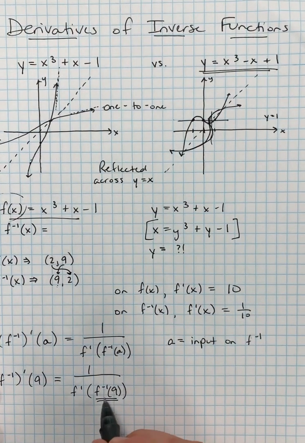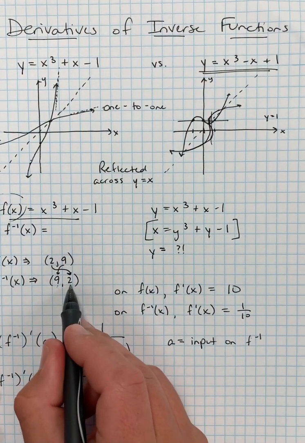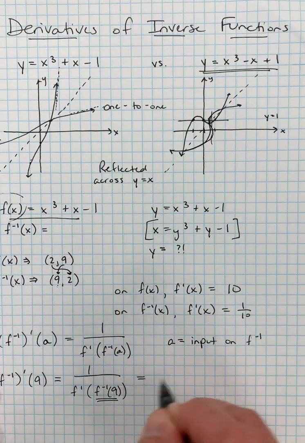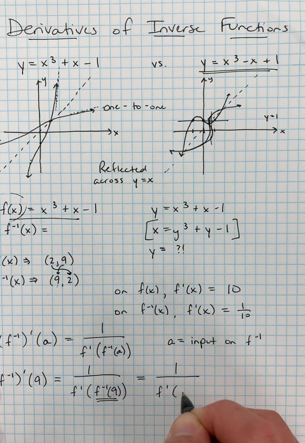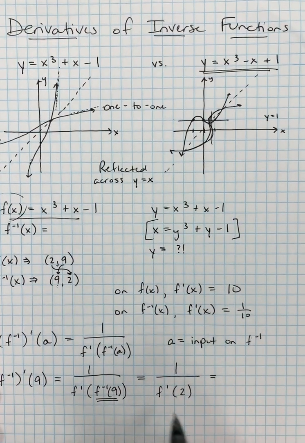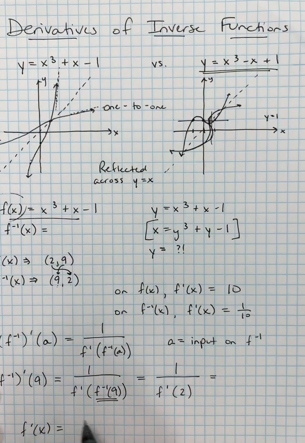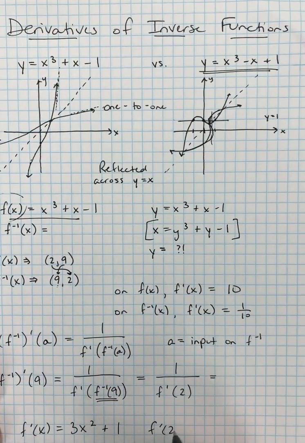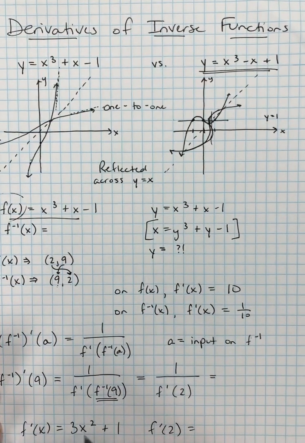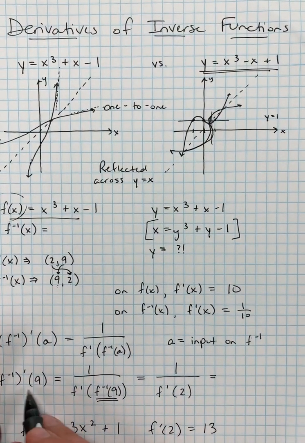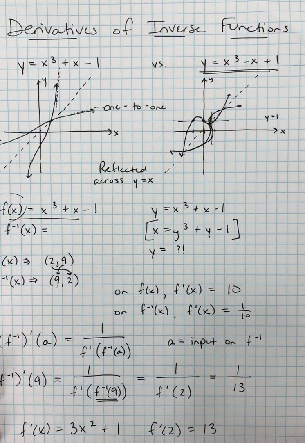So the first thing I'm going to do here is find the inverse at 9. The inverse at 9 has an output of 2 because of the 2, 9 relationship back on f. So this is equal to 1 over the derivative at 2. And to finish this out, I just need to know the derivative at 2. Well, I know what f was, so f prime of x, just using the power rule, is 3x squared plus 1. So f prime of 2 would be 4 times 3 plus 1, 13. So I end up with the derivative of the inverse at 9 being 1 over 13.